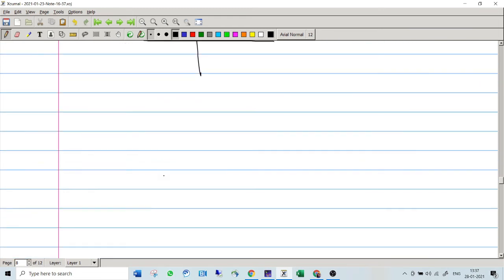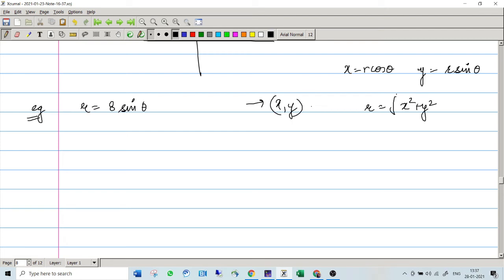Another example you can look at: r is equal to 8 sine theta. Now we would like to convert it to the form of something in terms of x and y. Right now, you cannot straight away see if it is in terms of x is equal to r cos theta or y equal to r sine theta type. So what we'll do, we'll try to look for the other thing, that is r is equal to square root of x square plus y square and tan theta to be something like y by x.